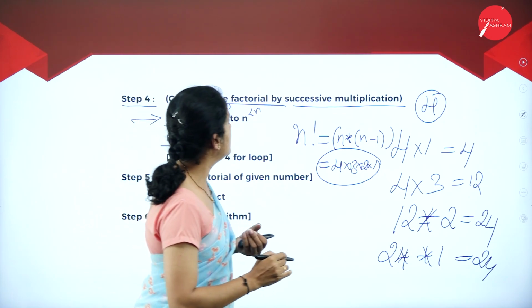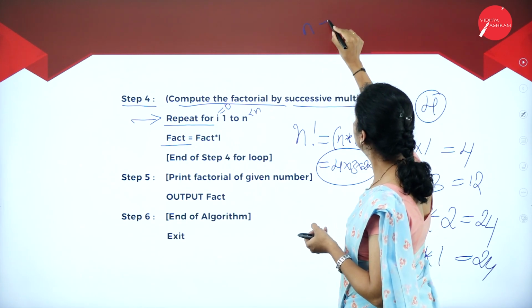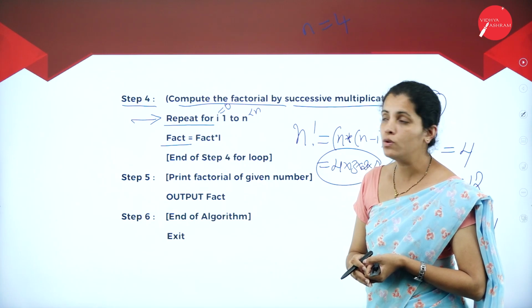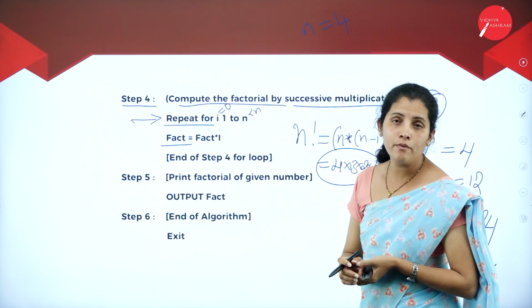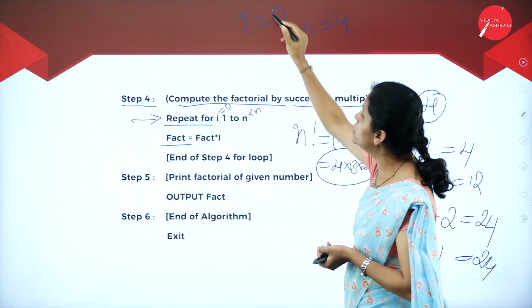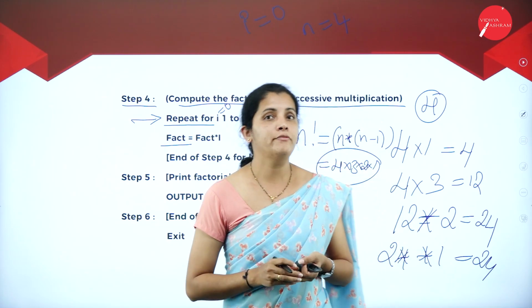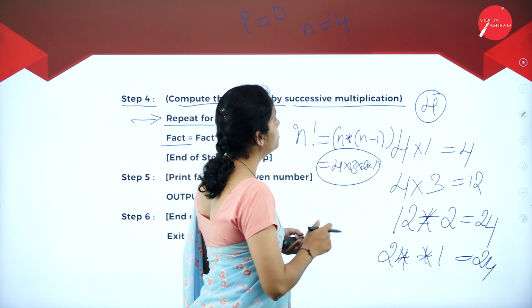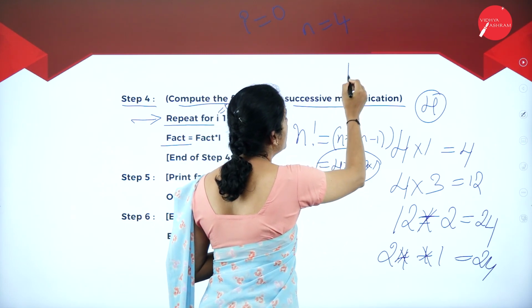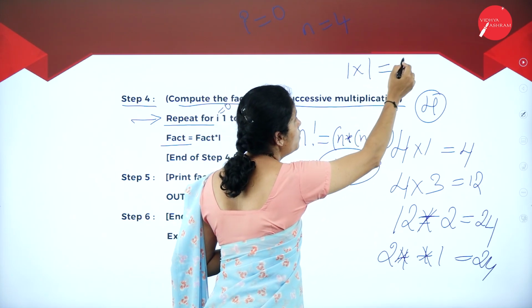For example, consider what is my n value? N equal to 4. What is my n value here? N equal to 4. And what is my I value? That is I equal to 0. When this condition is true, I'm going to find the factorial of a given number. So initially, what fact holds? That is 1 into 1, I'm going to have 1.